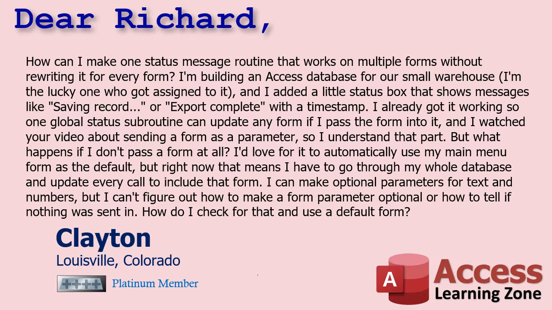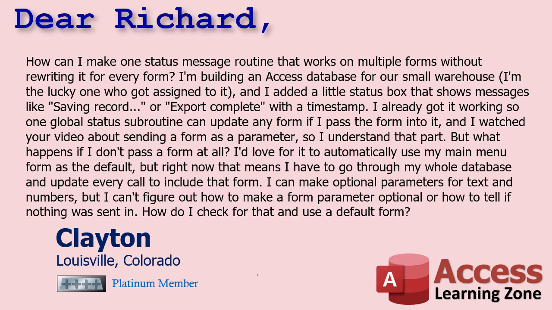Anyways, Clayton asks, how can I make one status message routine that works on multiple forms without rewriting it for every form? I'm building an Access database for our small warehouse. I'm the lucky one who got assigned to it. And I added a little status box that shows messages like "saving record" or "export complete" with a timestamp. I already got it working, so one global status routine can update any form if I pass the form to it. And I watched your video about sending a form as a parameter, so I understand that part.